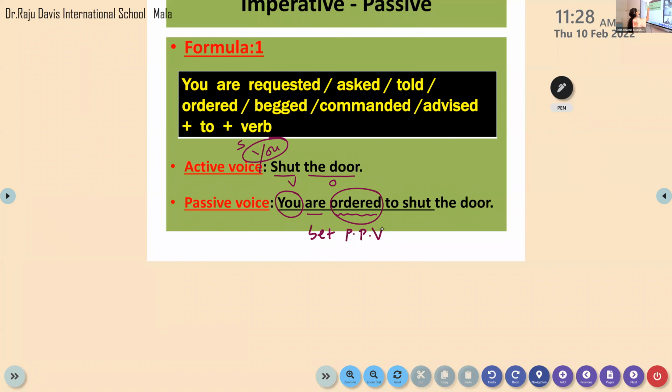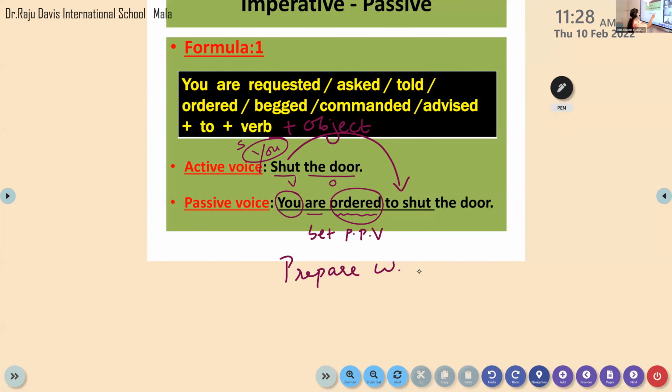Be plus the past participle form of the verb must be used, followed by the verb changed into the to-infinitive form. Shut becomes to shut, open becomes to open, take becomes to take. The verb must be changed into "to" plus the base form, followed by the object of the sentence. If there is an object, you can use it after the to-infinitive form. If there is no object, don't write that. Clear? Yes, ma'am. Prepare well.